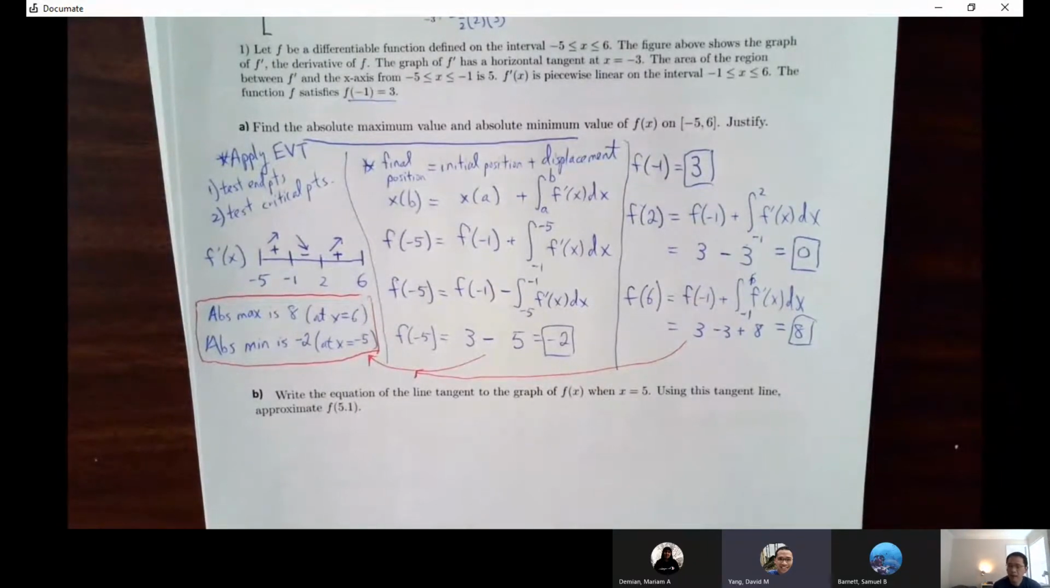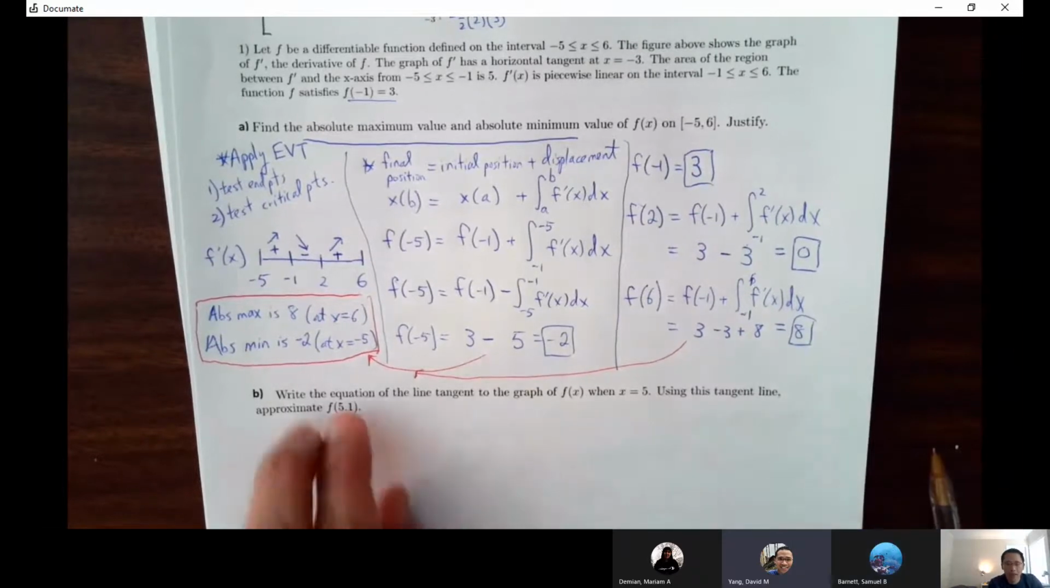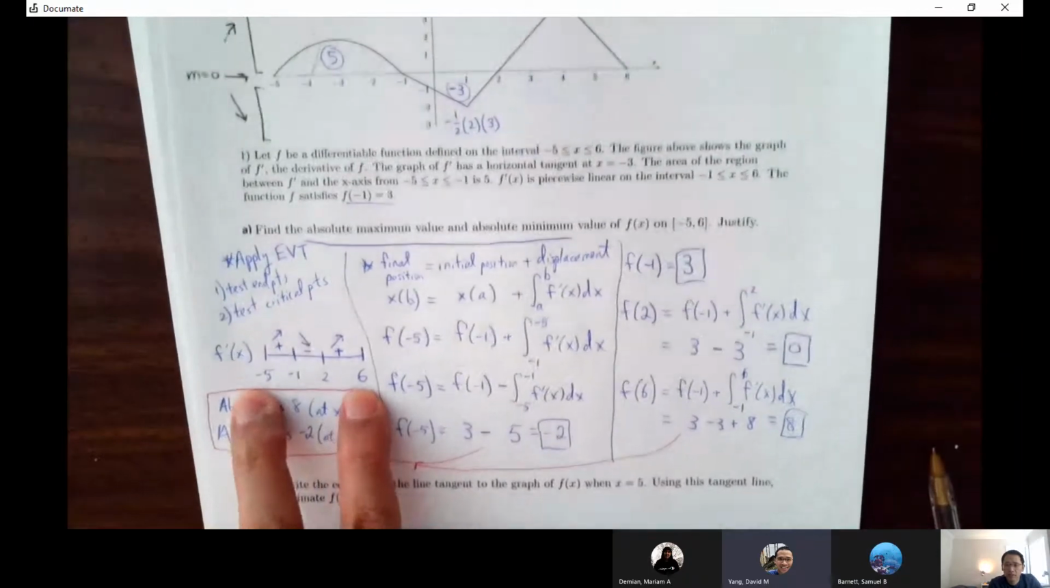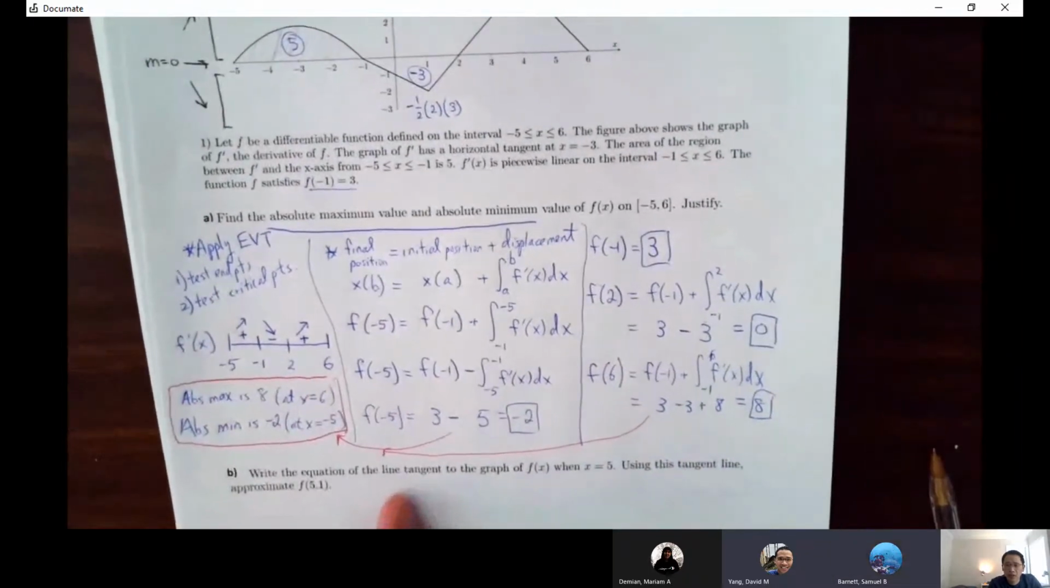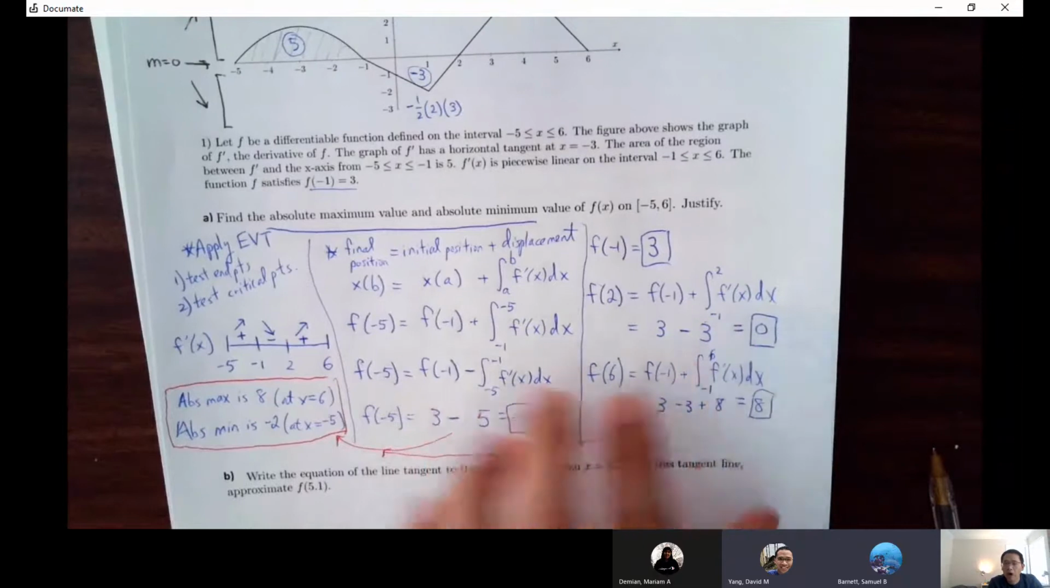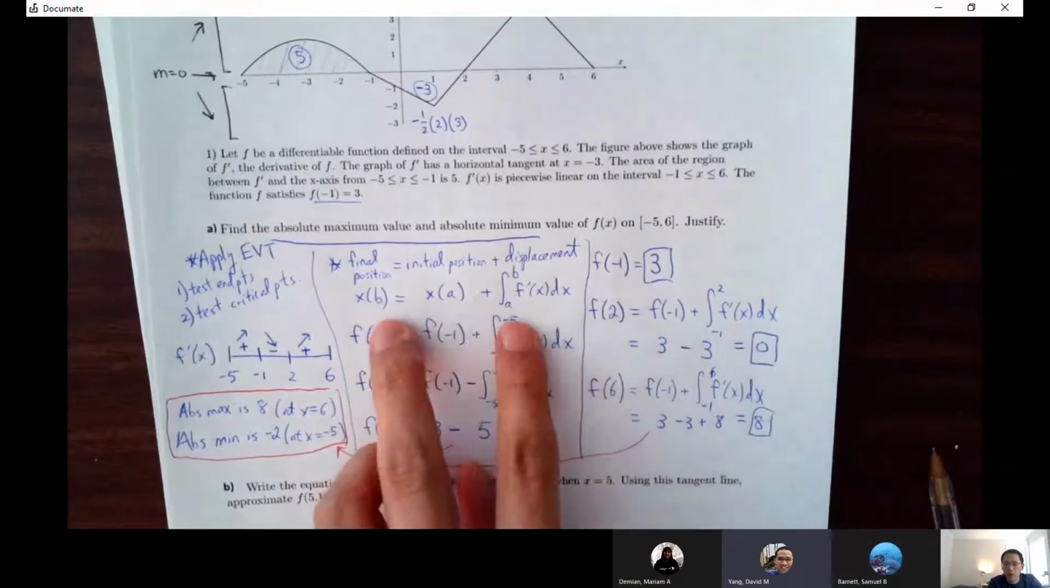Any questions with part A? How did you decide on the intervals? Oh, let's see, the intervals. You mean -1, 2, and 6? Like in the actual integral notation, like from -5, -1, or -2, -1 to 2. Oh, got it. Right, because we're following this formula here.